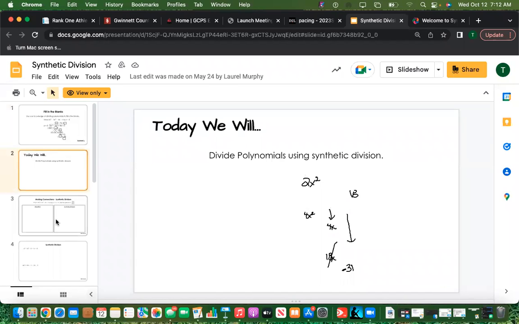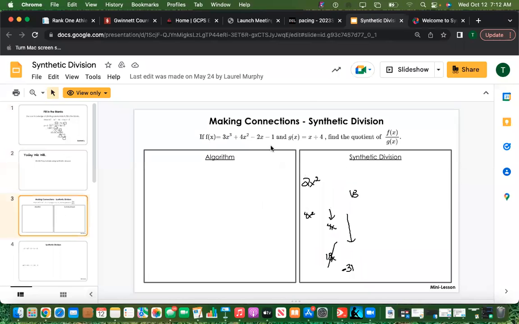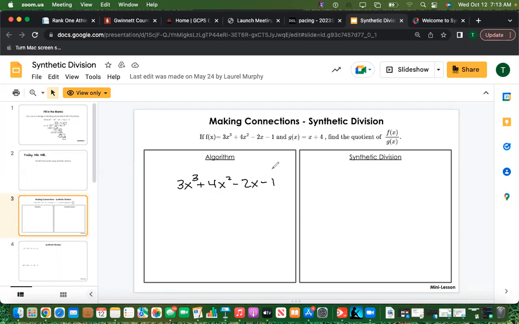All right, so we're going to use a different thing called synthetic division. This one we can't always use. I'm going to tell you the different ways that we can use it, but we can't always use it every single time. Long division is going to be our fallback. So on this first problem, we're going to do it the long division way. So we've got 3x to the third plus 4x squared minus 2x minus 1, and we're going to divide by x plus 4.